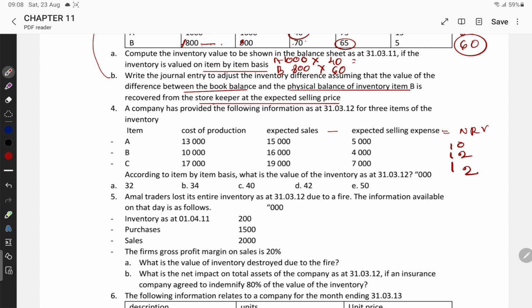Okay, so the cost and NRV. Cost is 13, NRV is 10, we select the NRV. Cost is 10, NRV is 12, so we select the cost. Cost is 17, NRV is 12, so we select the NRV. So 10 plus 10 plus 12 is 32. A is the answer.